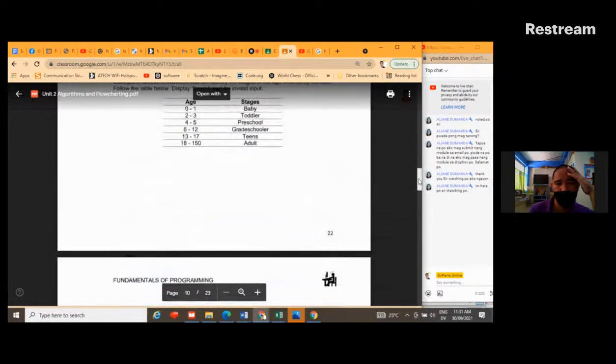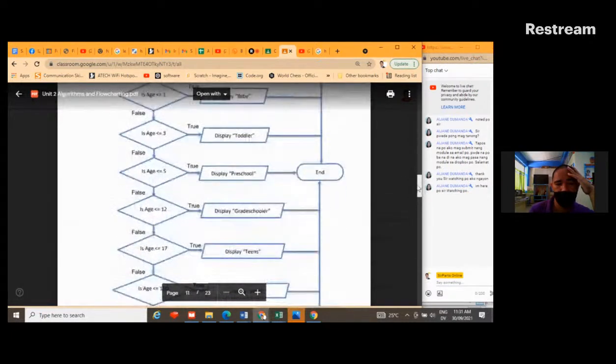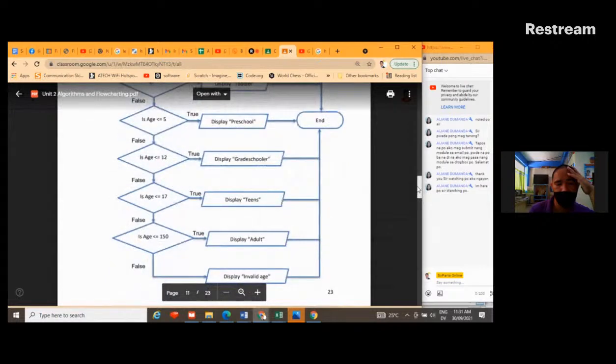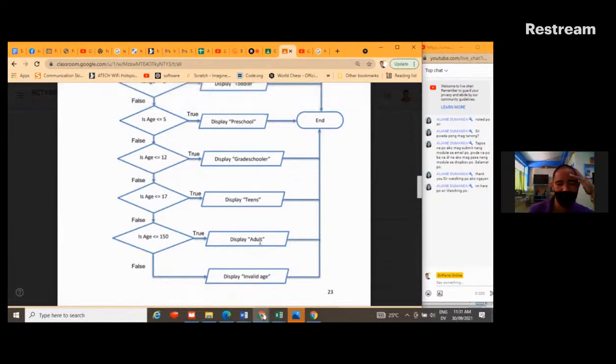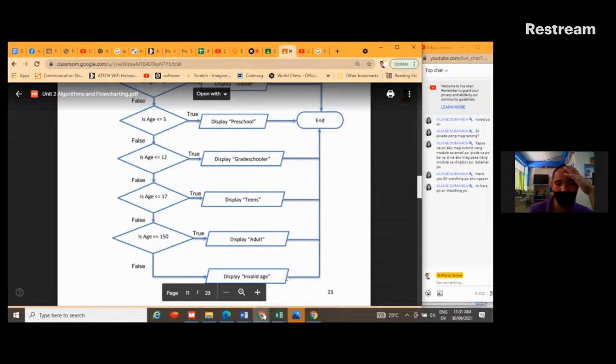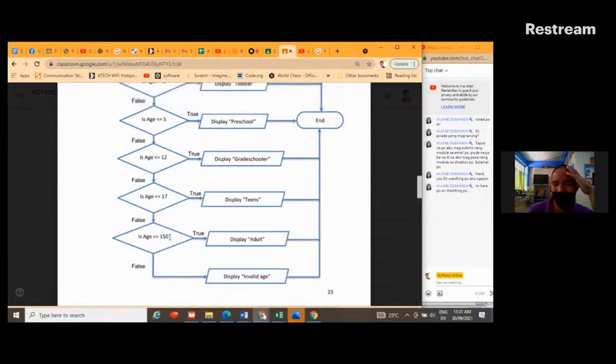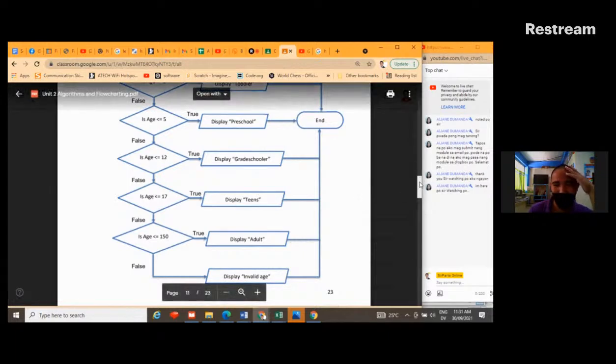Okay, display teens. And his age less than or equal to 150. Display adult. And false is display invalid age. Hopefully, you could get the age 150.